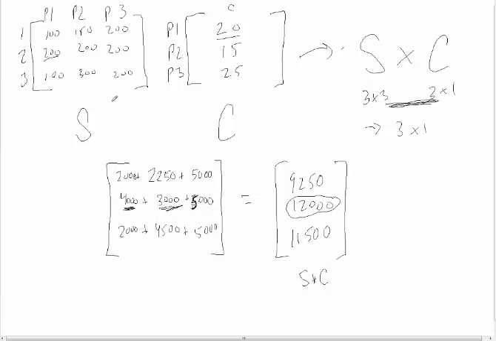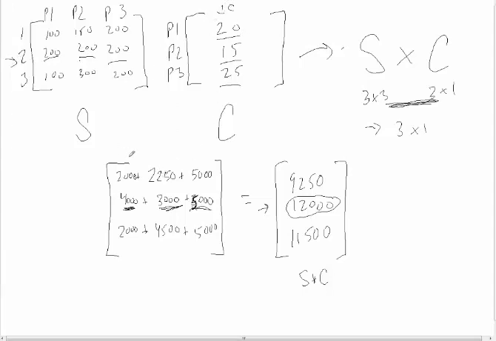Here we've got 200 pizzas times $15 per pizza, and then the last entry, 200 times 25, is how many pizzas at store number 3 and how much it costs at store number 3 to produce. Okay? That's what this particular entry means. Second row, first column means the product of the second row and first column here.